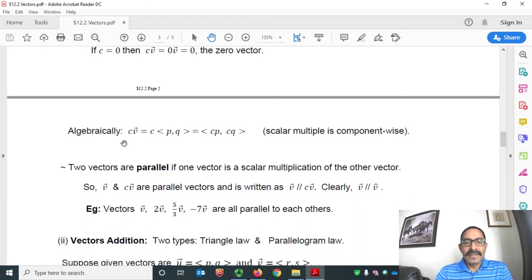Algebraically, for the scalar multiplication C times the vector V, we multiply that constant, the scalar, component-wise. So CP, comma, CQ. Two vectors are parallel if one vector is a scalar multiple of the other vector. For example, V and CV are parallel vectors, and we write parallel vectors with this notation: V parallel to CV. Similarly, V is parallel to its unit vector.